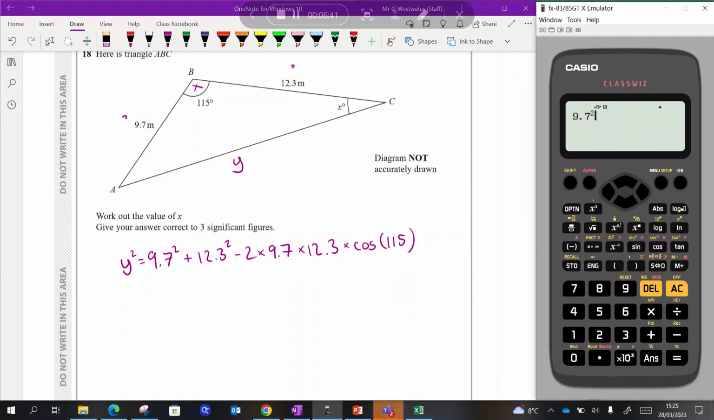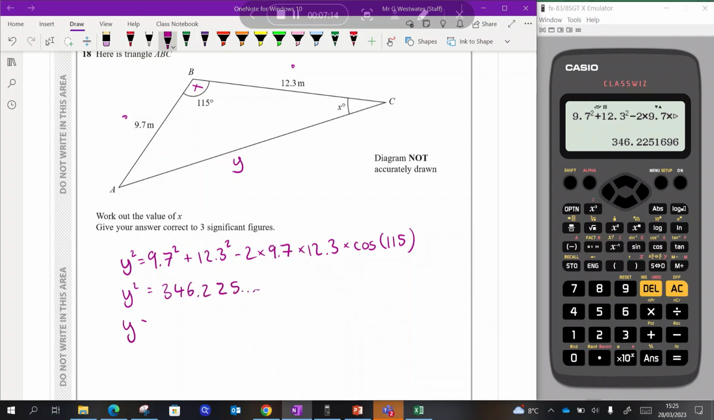So 9.7 squared add 12.3 squared minus 2 times 9.7 times 12.3 times cos 115 equals this very large number here, 346. So now I need to square root that, and I get 18.607. So y squared, let's actually use the full thing, equals 346.225... So y is going to be 18.6..., and that's just to 3SF.